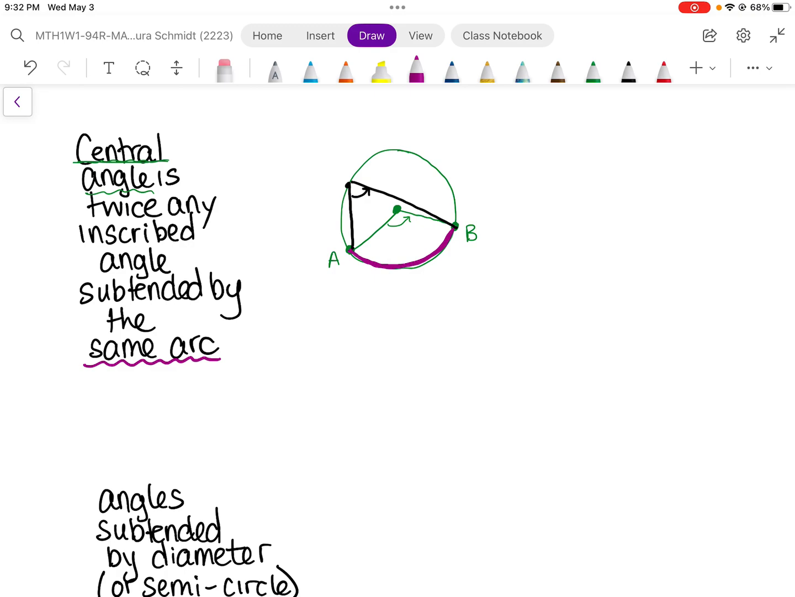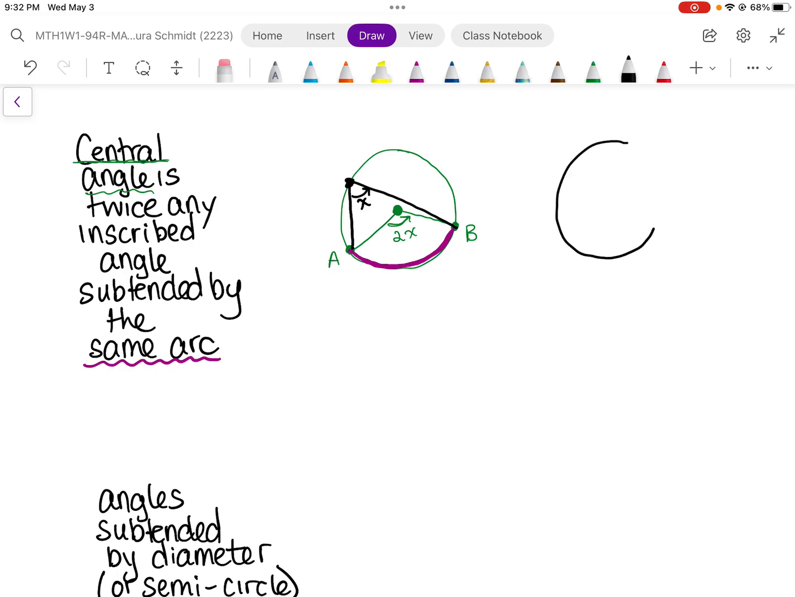They have the same arc, but the green one goes through the center of the circle, and the black one is touching the circumference. So we can say that the green angle is twice the black one. So let's say this is 2x, then this angle would be x.